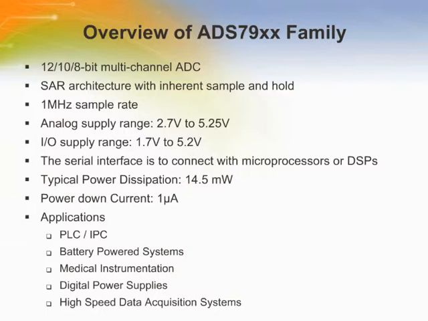The ADS79XX is a 12-, 10-, 8-bit multi-channel analog to digital converter family. The devices include a capacitor-based SAR analog to digital converter with inherent sample and hold. The devices accept a wide analog supply range from 2.7 volts to 5.25 volts. A wide 1.7 volt to 5.25 volt I/O supply range facilitates a glueless interface with the most commonly used CMOS digital hosts. The serial interface is for easy connection with microprocessors and DSPs.